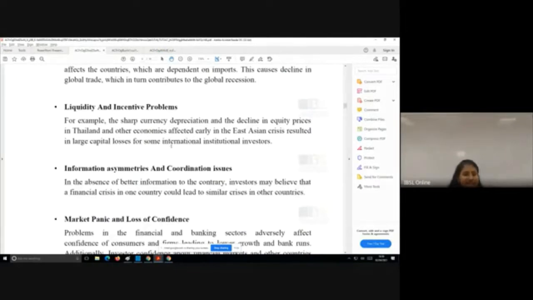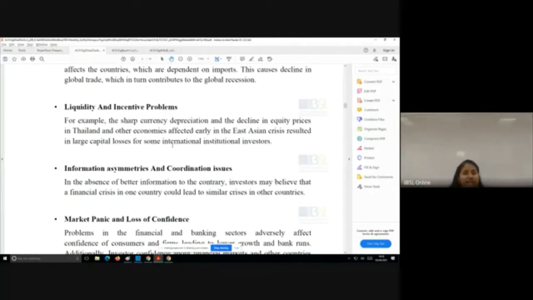Liquidity and incentive problem. Liquidity and incentive problem meaning now locally also there is a dollar issue. When the forex lines are like this, you can see locally our exchange rate is getting depreciated in a sharper manner. When we are facing a depreciation issue, imports are impacted, and if we reduce imports, the exporting country will face that issue.